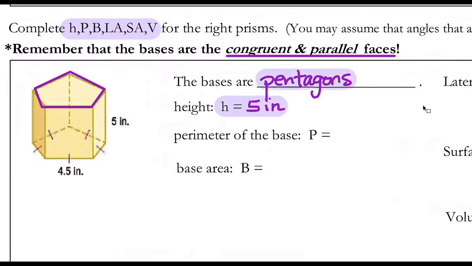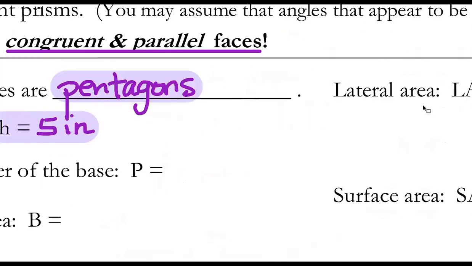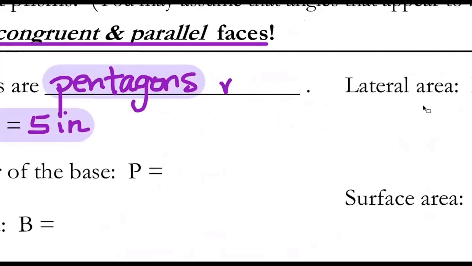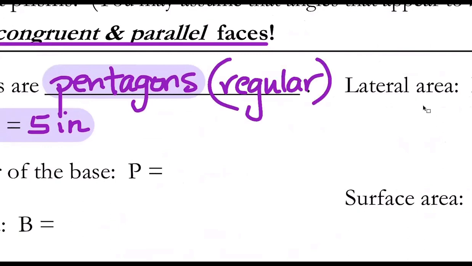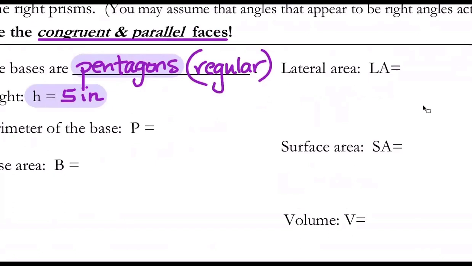These pentagons are regular. So when we go to figure out the area of the pentagon, we're allowed to assume that's a regular polygon. Perimeter of the base: it's regular, so the perimeter would simply be 4.5 on one side multiplied by 5 sides. So that's 22.5 inches.